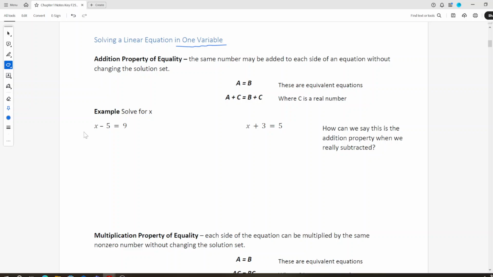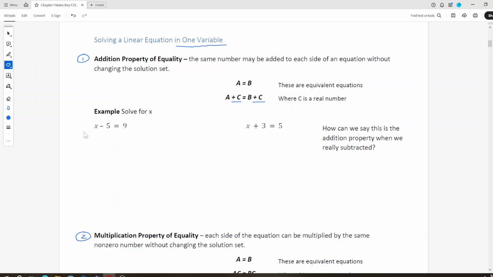Now, there's 2 properties that you need to know to be able to solve linear equations in one variable. They are the addition property of equality and the multiplication property of equality. The addition property of equality states that you can add whatever you want to an equation as long as you add it to both sides. So for example, if I was going to add c, as long as I add c to both sides of the equation, I haven't actually changed the equation at all because I've kept it equivalent, right?